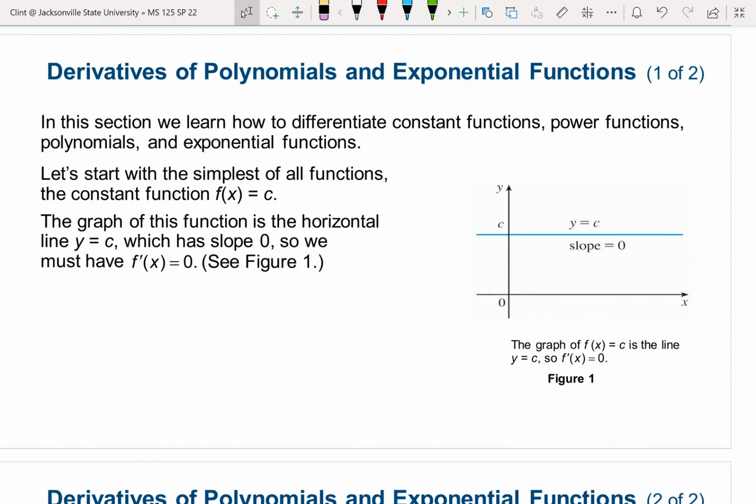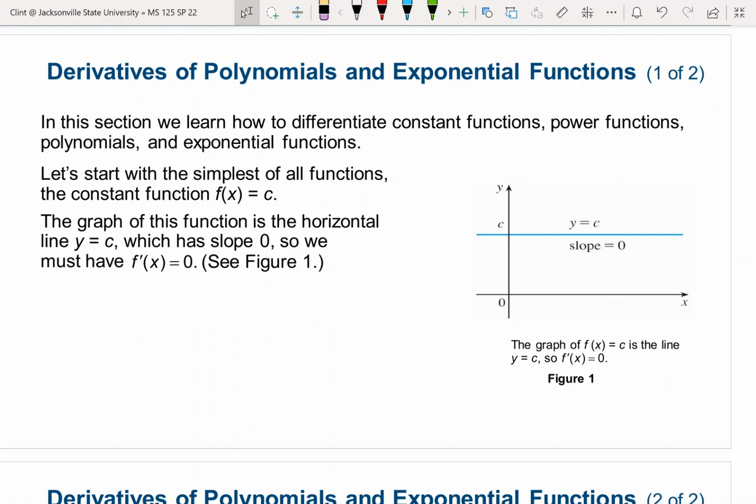let's think about a constant function. So we just have f of x equals some number. It doesn't matter what the number is. It's just the fact that we don't have a variable, we have a constant term. So we have f of x equals some constant number. If we think about the graph, no matter what the number is, we're just going to have a horizontal line at y equals whatever our constant number is.